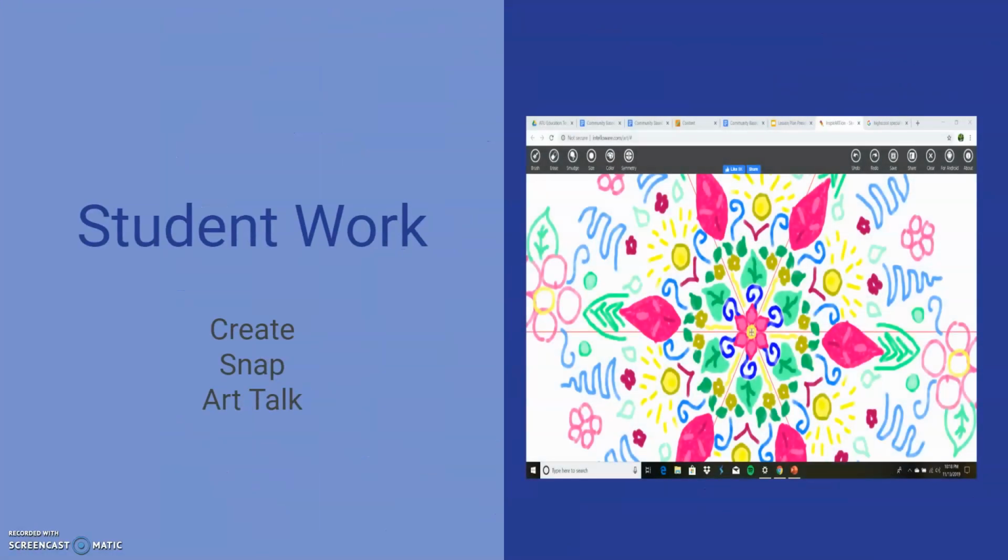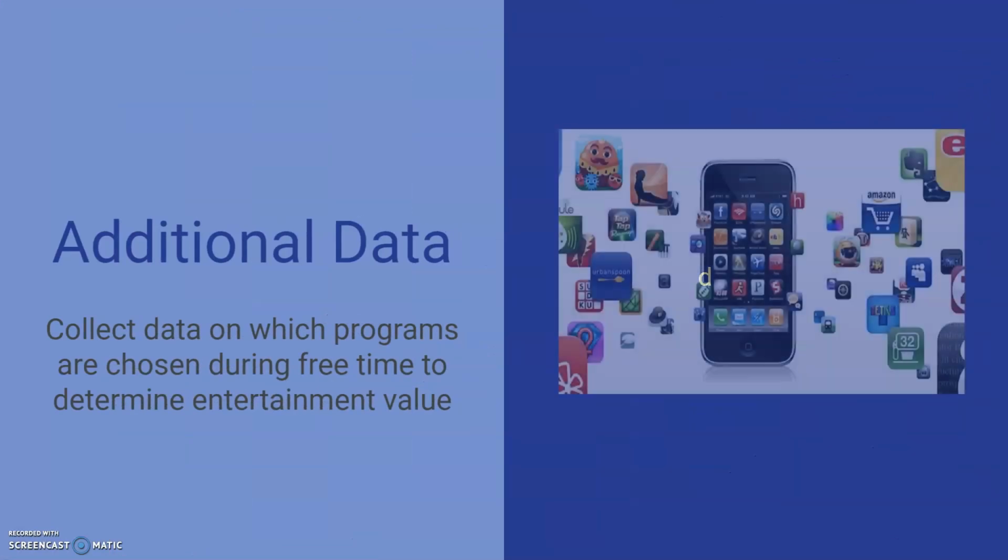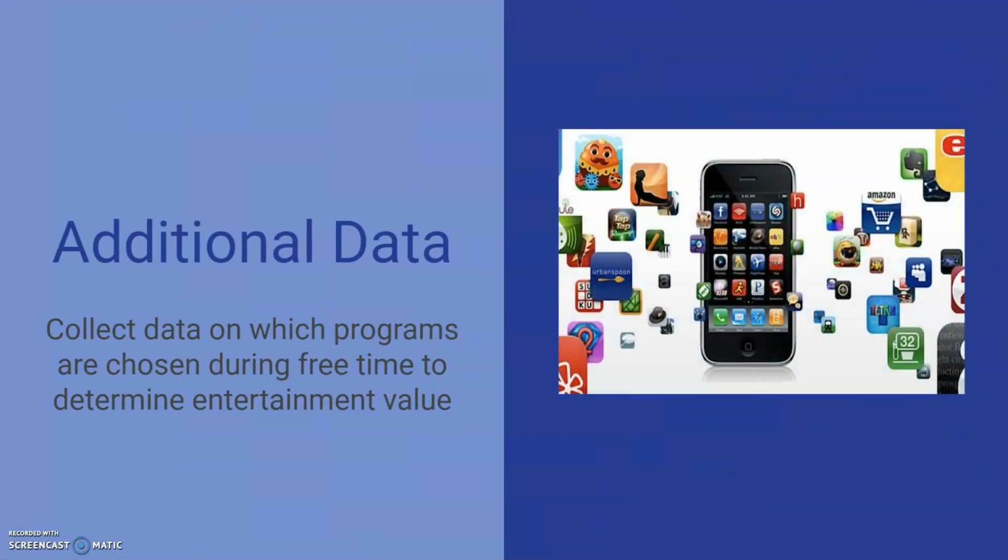Then I will assess the students' work of art. They will need to take a screenshot of their piece of art that they uniquely created and talk about how they created it and how it relates to symmetry. Last, I will collect data on which programs they chose during their free time to determine entertainment value.